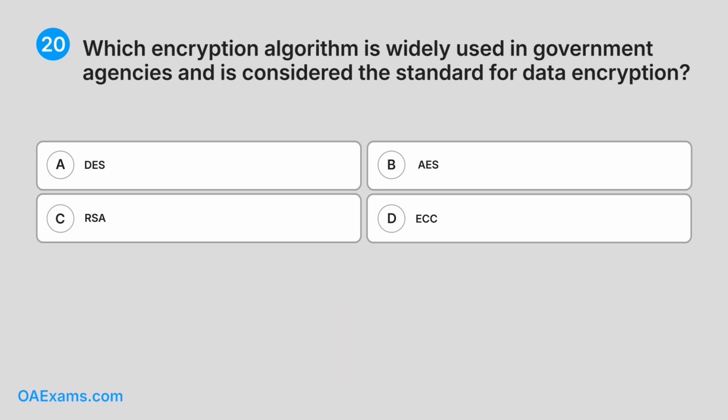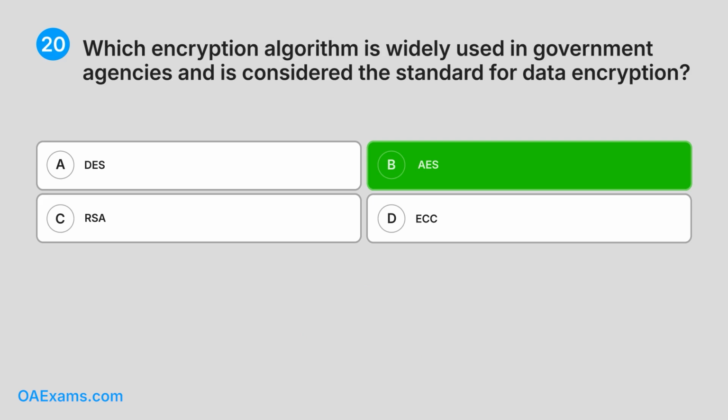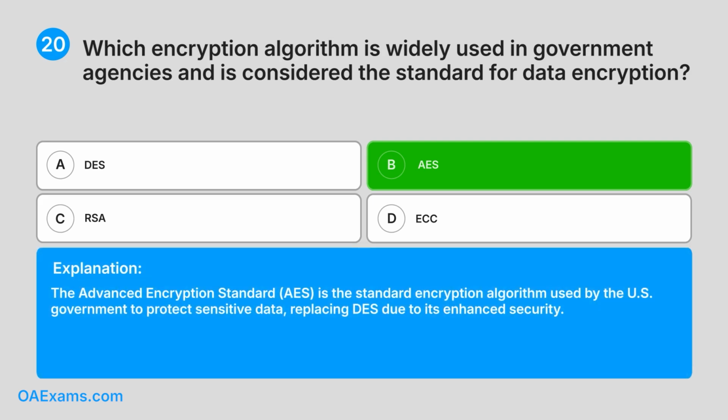Correct answer: B. AES. Explanation: The Advanced Encryption Standard, AES, is the standard encryption algorithm used by the US government to protect sensitive data, replacing DES due to its enhanced security.